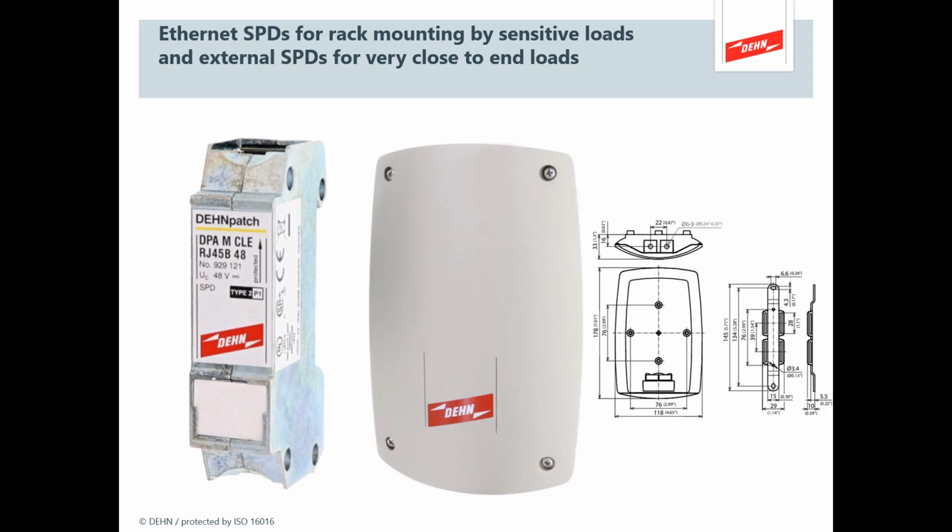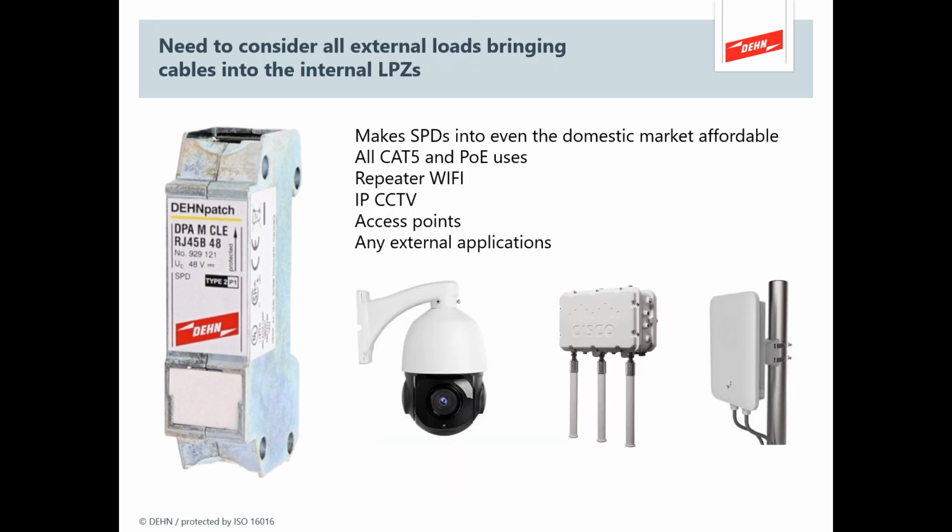So an Ethernet SPD can be mounted right by the rack, or it can be very close to external equipment. So here we've got an internal SPD designed to go into a rack. And we've also got a watertight SPD, which is designed to be pole mounted for, say, access points or repeaters or something like that. So when we talk about external Ethernet applications, it could be a repeater Wi-Fi panel, an internet camera, an IP CCTV, anything like that. Any cable coming from the outside, you don't necessarily want a surge appearing at the hub, which would then enable it to distribute that surge throughout your whole installation. That could be very damaging.